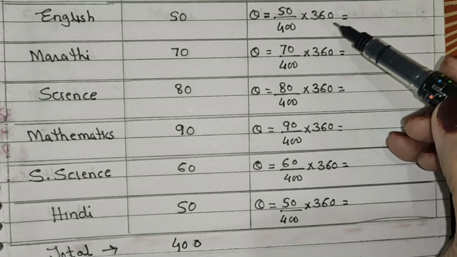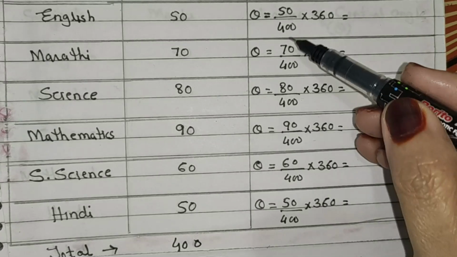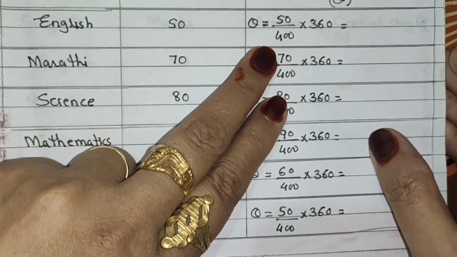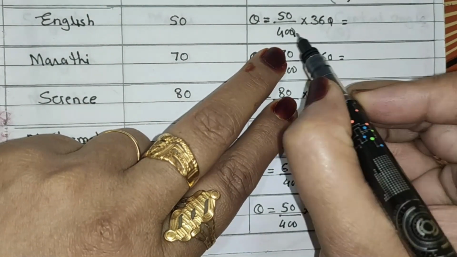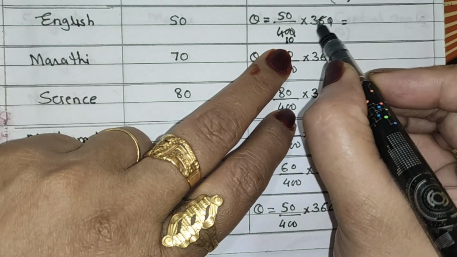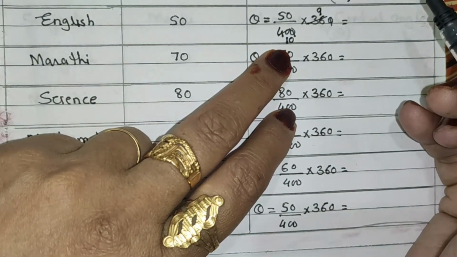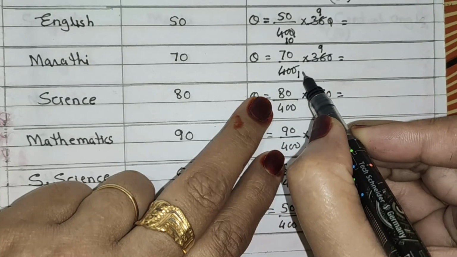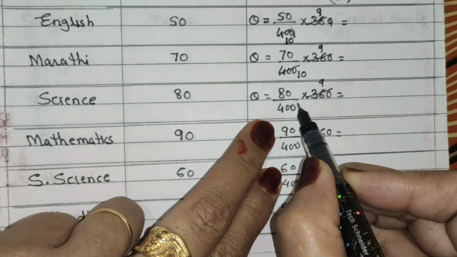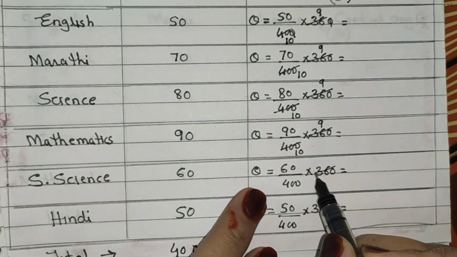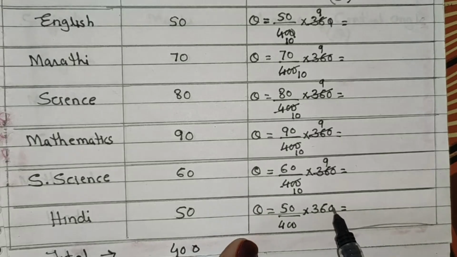Now look at here. All the equations contain 360 and in the denominator there are 400. Now first solve it. 0, 0 cancel. Now 4 tens are 40 and 4 nines are 36. Now similarly 9 and 10 we get here 9 and 10. Again 9 and 10. Next one is also 9 and 10. Here also 9 and 10.